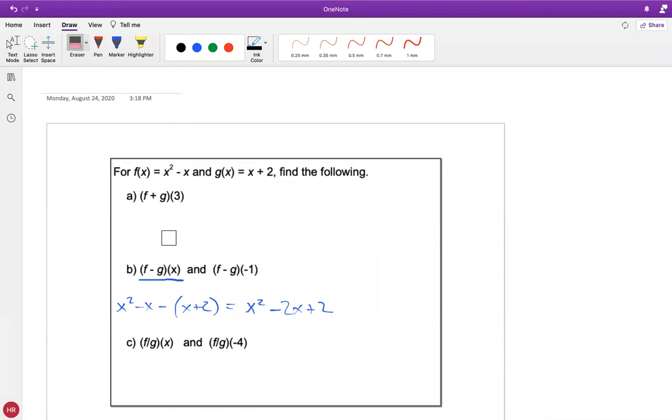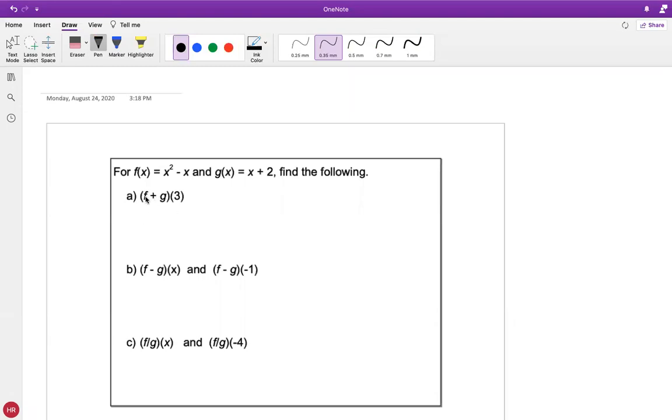So same kind of question here, find f plus g of 3. For this first one, since it just says find f plus g of 3, it doesn't have to do anything else. I could do f of 3 and then g of 3 and then add the numbers together. Or I could add f of x and g of x together and then plug in the 3. I'm going to do it that second way.